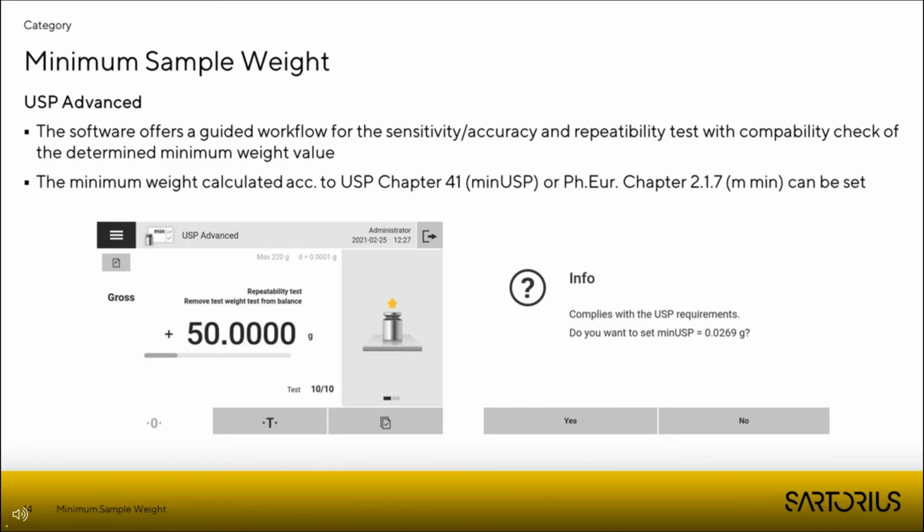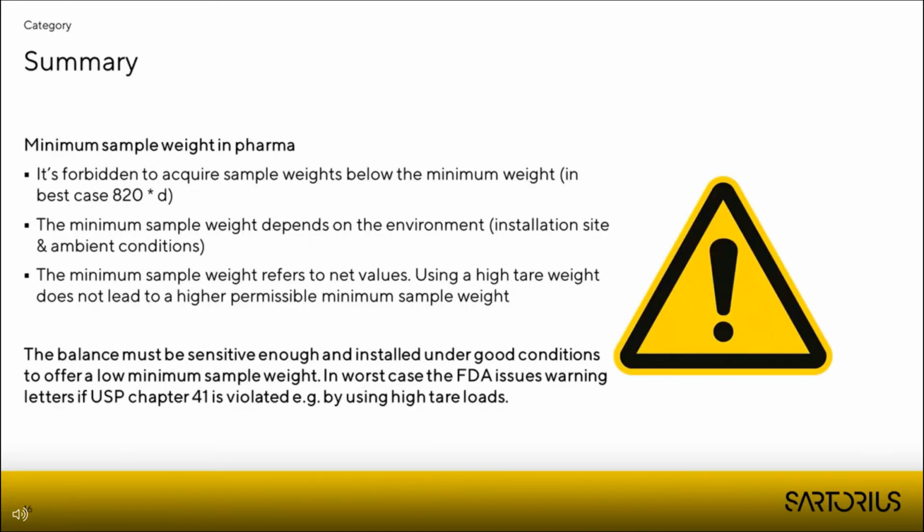At the end of the test, the user gets an information displayed if the calculated minimum sample weight complies to the requirements. The screen additionally offers to set the minimum sample weight, that is then used by the software application minimum weight. As discussed before, the software application minimum weight can control that no sample weights below the permissible minimum weight are acquired. Before I will give a final summary, just a few words on the minimal sample weight and its usage in the pharmaceutical industry.